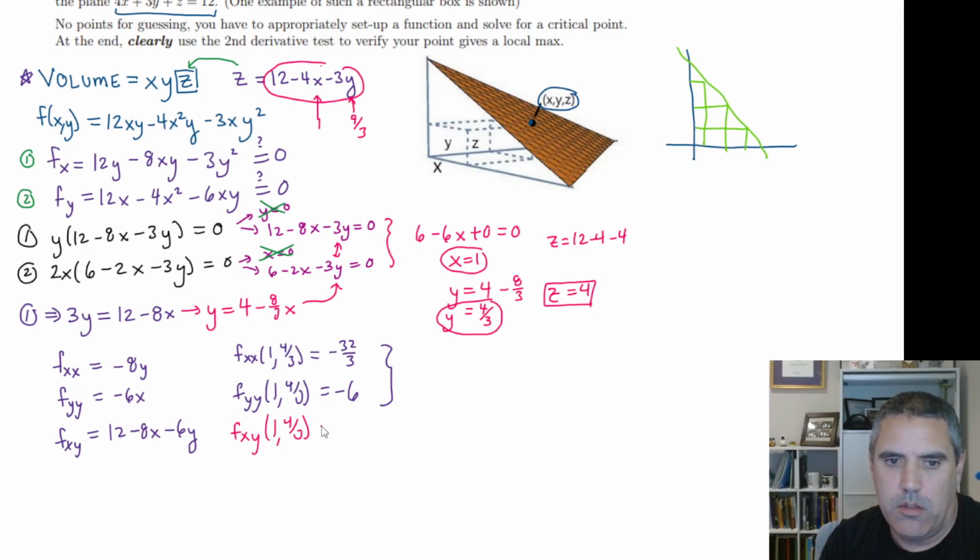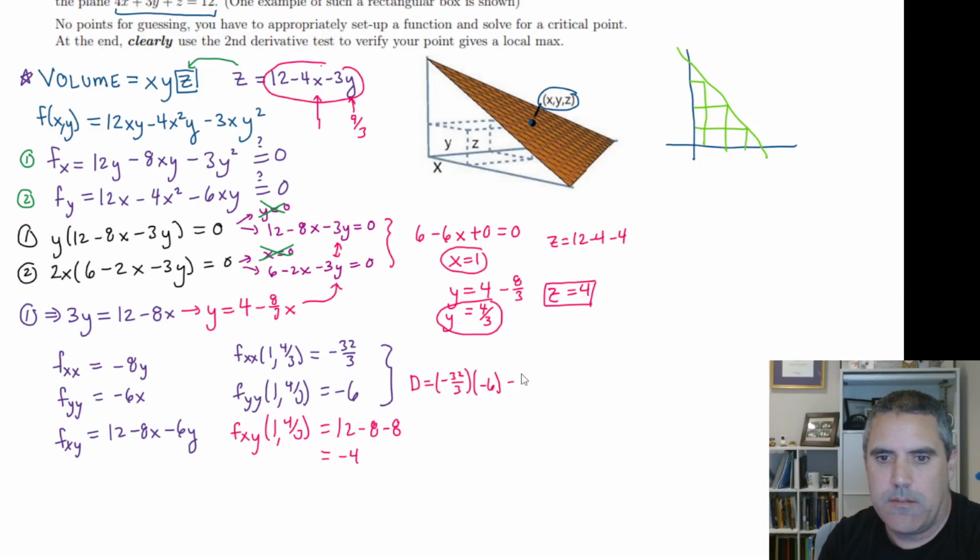So at this value, we get 12 minus 8. This times 4/3 is minus 8. So I'm a little worried because it looks kind of big. That's going to be negative. This is negative 4. Let's see if it's big enough. So we're going to compute D. D is negative 32/3 times negative 6, and then we're doing minus negative 4 squared.